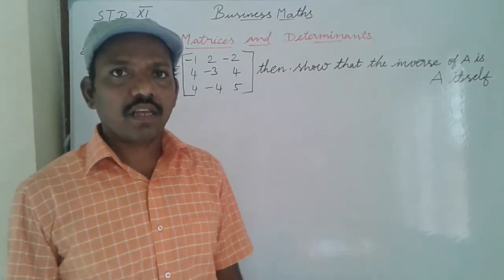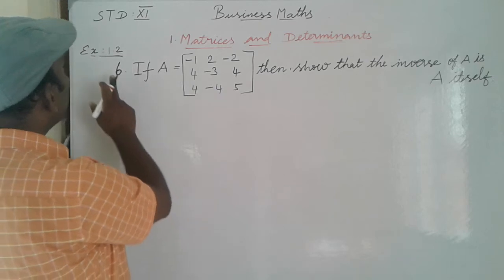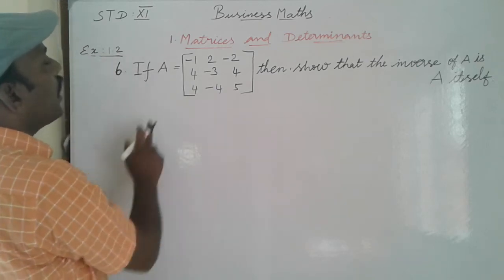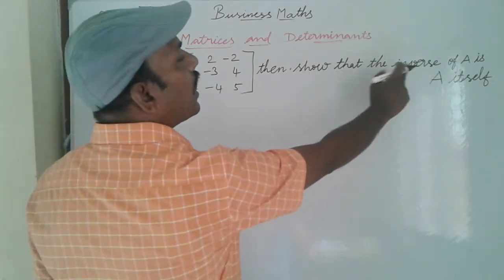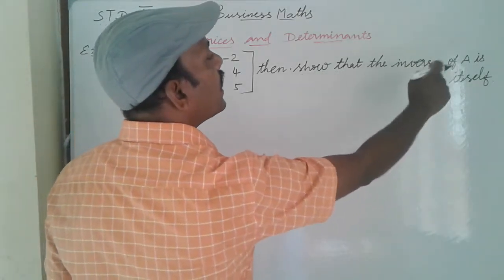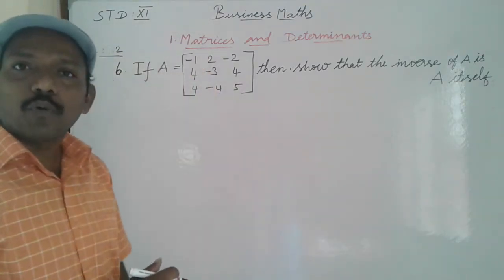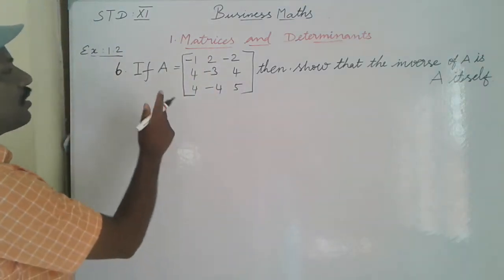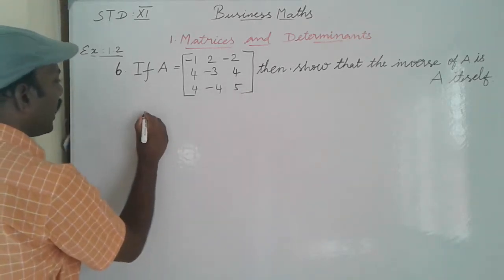Good morning students. 11th standard, first chapter, Matrices and Determinants, exercise 1.2, sixth sum. If A equals the given matrix, then show that the inverse of A is A itself. Its inverse matrix is A, we should prove. First we should find A inverse, so we should find the determinant of A.